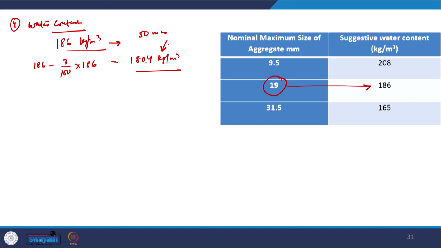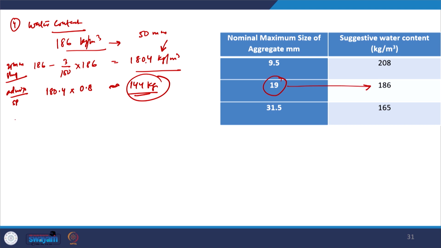So, this is 180.4 kg per meter cube corresponding to 25 mm slump, and corresponding to the admixture we are using, superplasticizer, there is a 20% further reduction in the water content. So, 180.4 into 0.8 becomes approximately 144 kg. Okay. So, 144 kg is the amount of water which we have to take.